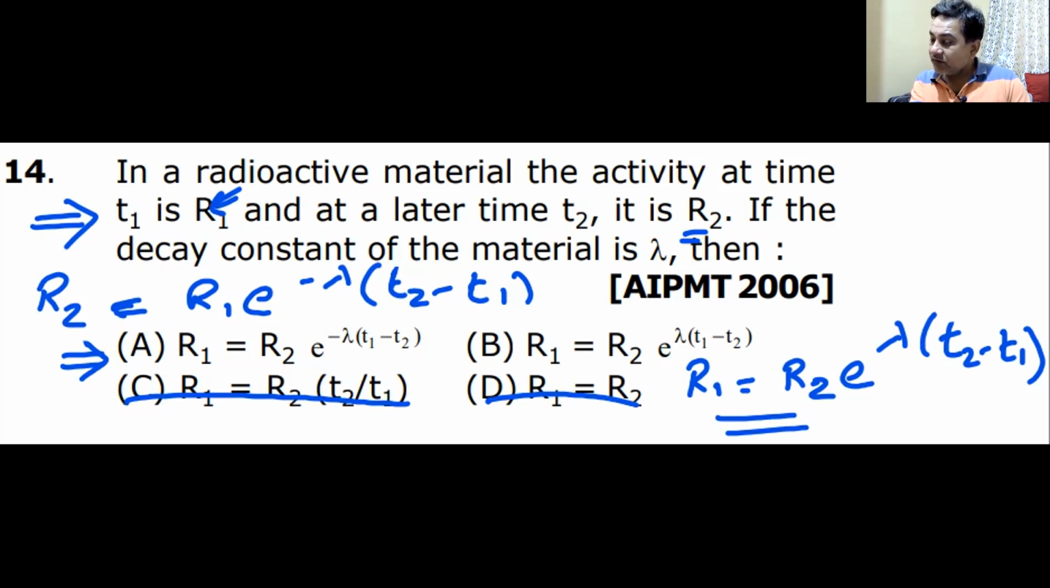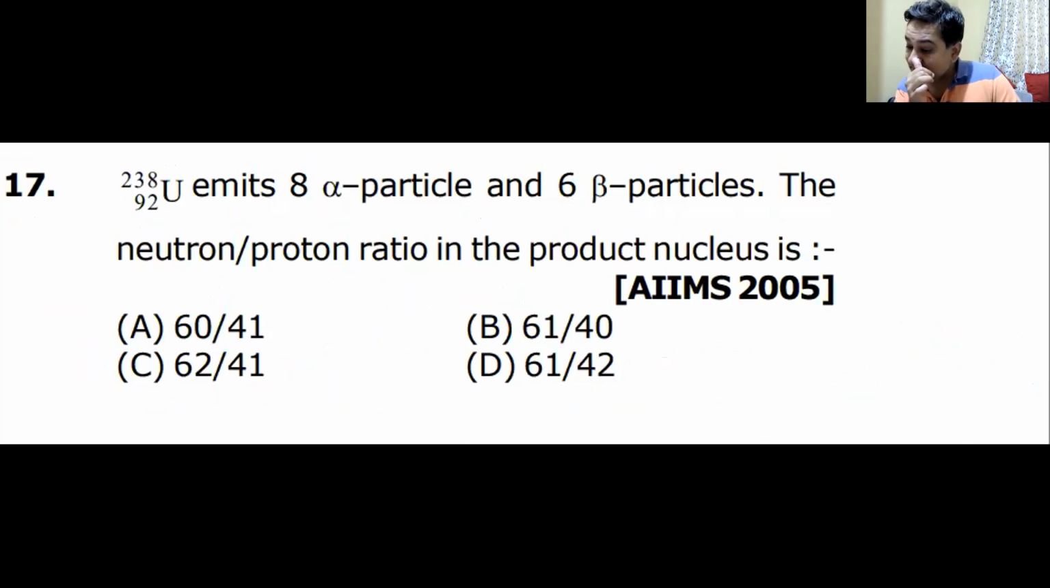Then I will solve this question for you. Question number 17. Tell me the answer. Remember the neutron to the proton ratio. What is this? Let's see if you can do this for me. This is AIIMS 2005.